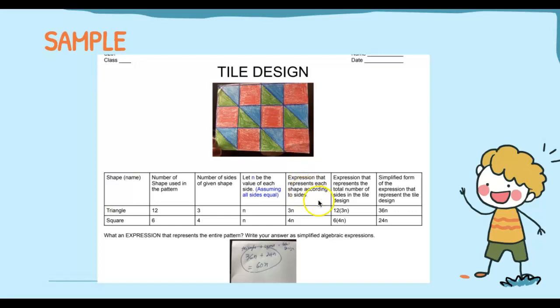The expression that represents each shape according to the sides: since the triangle has 3 sides, we make it 3n. I'm assuming that's an equilateral triangle. Next, the expression that represents the total number of sides in the design. There are 12 triangles and each has sides of 3n, so 12 times 3n is 36n. And we have 6 squares, 4 sides, n is the value of each side, 4n. So 6 times 4n will be 24n. Write an expression that represents the entire pattern. So 36n plus 24n gives you 60n.